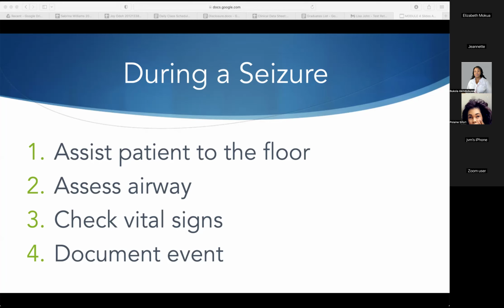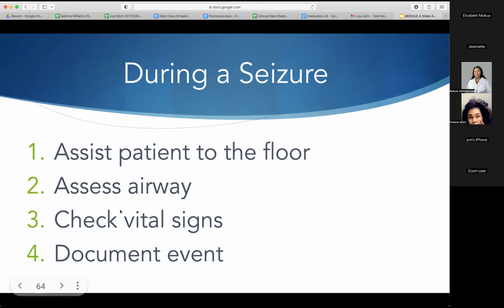So if we were to do 4 simple steps of what to do for a seizure, you would assist the patient to the floor, assess airway, check vitals, and document the event. I found this in a question from a very good Q bank. It was like put it in order. I've seen it, and I said, let me show you just in case you ever see it that way in a question. Okay.